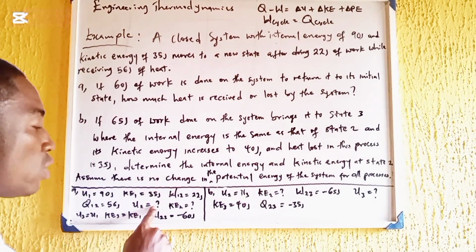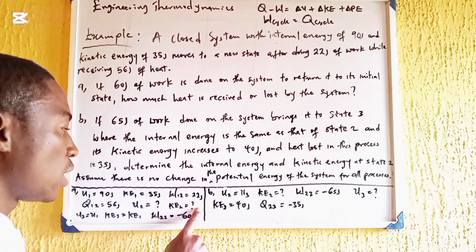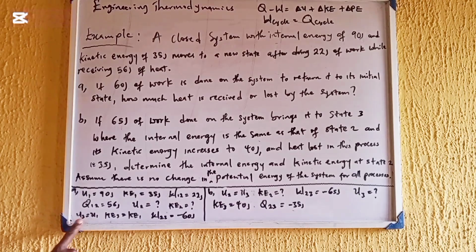U2 is equal to question mark, that's unknown. Then KE2 is equal to question mark, that's unknown. Then U3 is equal to U1 because we were told the system returned to its initial state.